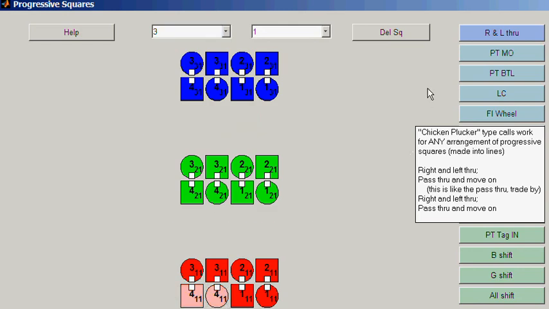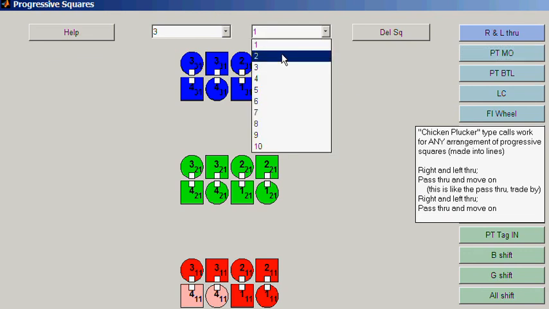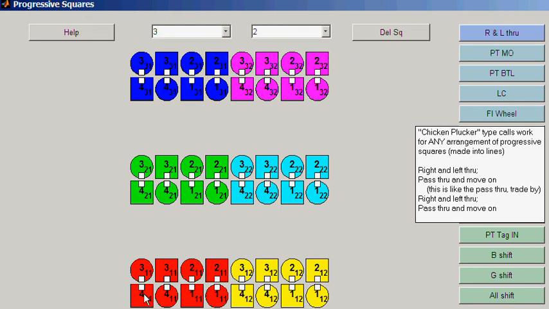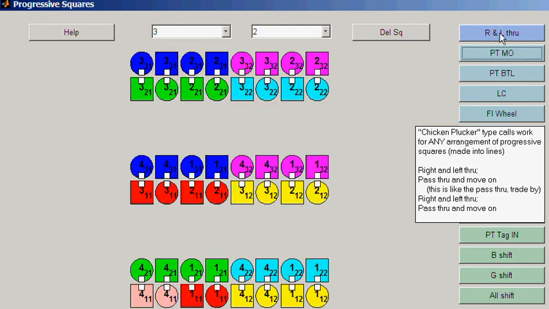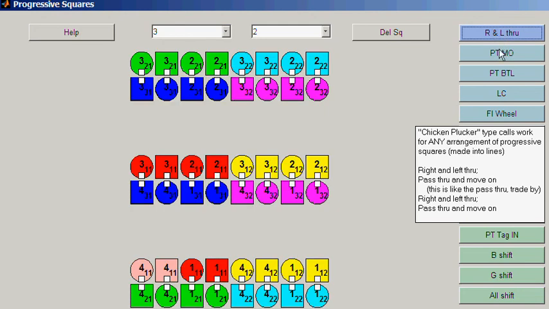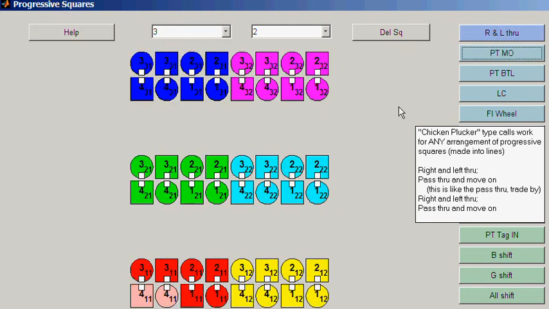Let's try the same thing. Right and left through, pass through, move on, right and left through, and pass through, move on. Zeros out. More complicated arrangement. Same thing. Pass through, right and left through, pass through, move on, right and left through, pass through, move on.